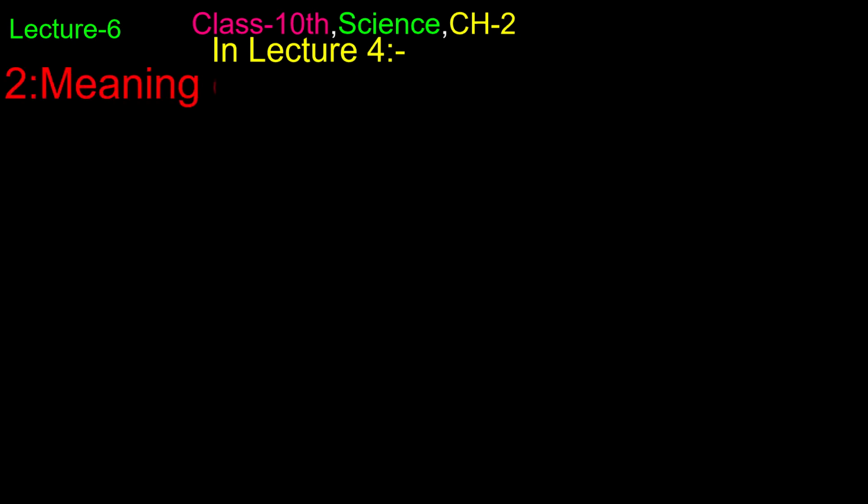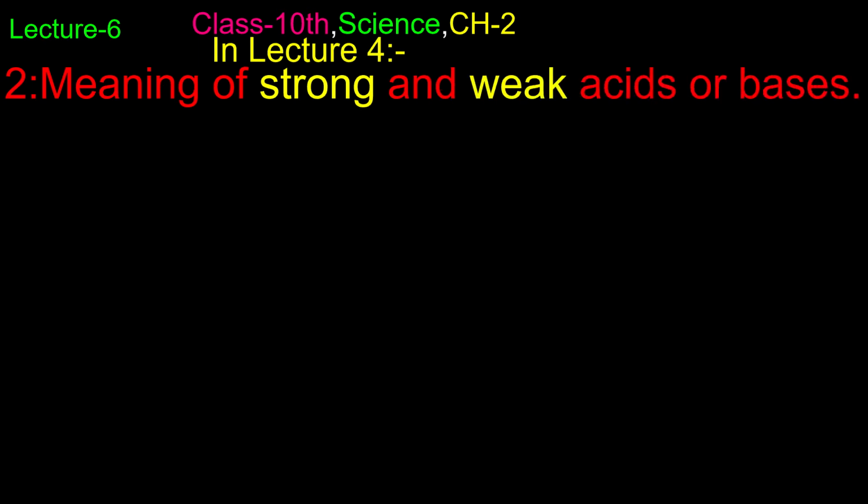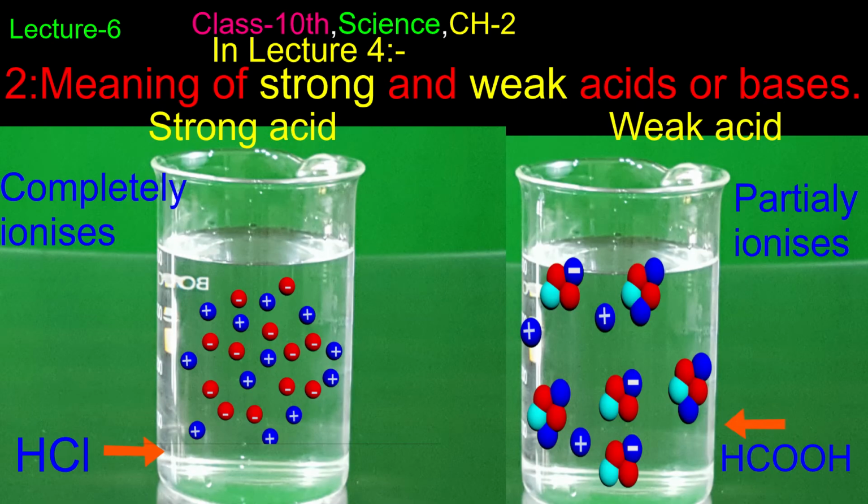Second point, we learned the meaning of strong and weak acids or bases. Strong acids are those acids which almost completely ionize. The higher the percentage of molecules that ionize, the stronger the acid or the base is.